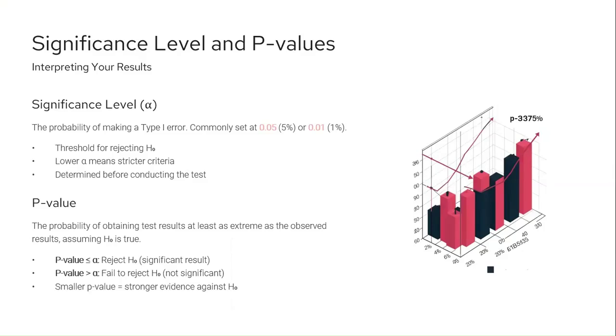The p-value tells us how likely our observed result is, assuming the null hypothesis is true. If p-value is less than alpha, where alpha is taken as 0.05, then we reject H naught and we say that result is significant. If p-value is greater than alpha, we accept H1 and results are not significant. A smaller p-value indicates stronger evidence against the null hypothesis.